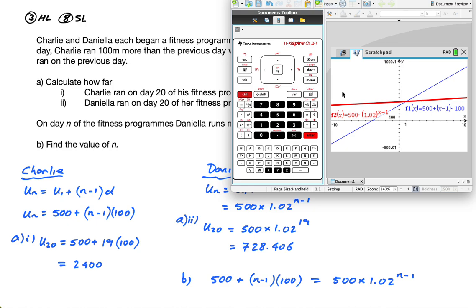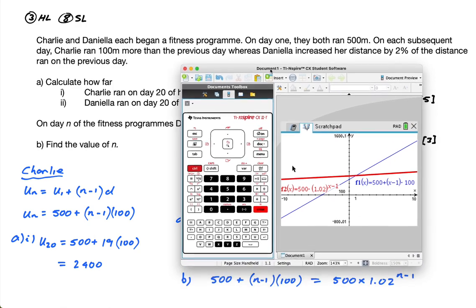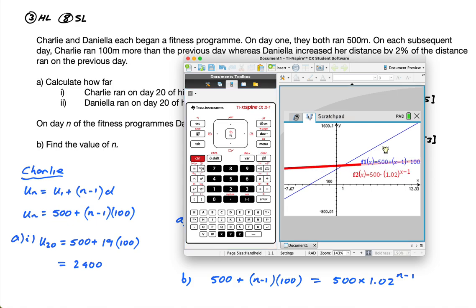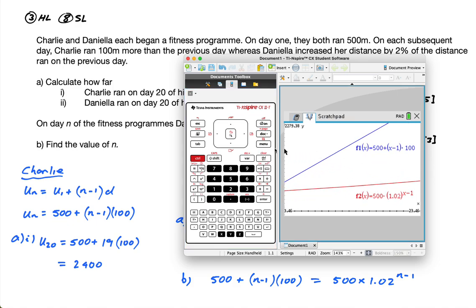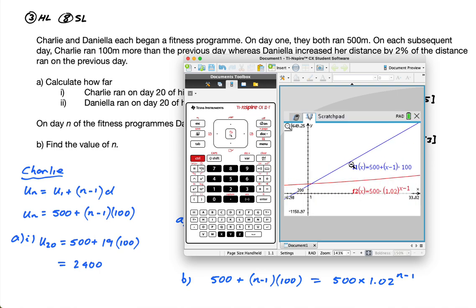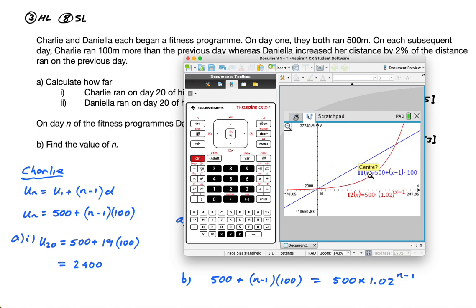It says, on day n of the fitness program, Daniela runs more than Charlie for the first time. So on the first day, they're the same. But what's actually happening, if I zoom out here, we'll see her training suddenly starts to get really, really rapid. And that's what I'm talking about, compound interest. So right there, that's when they run the exact same. So it'll be the next n, the first day where she runs a bit more.